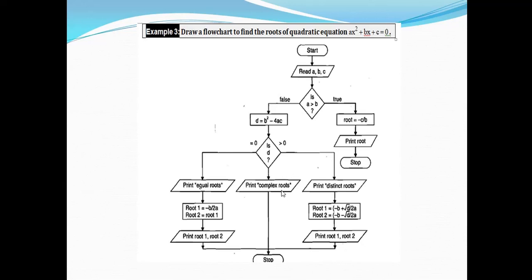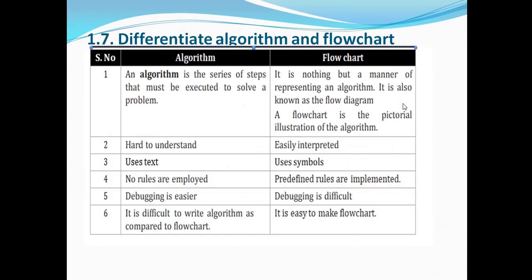For complex roots, we are not finding the complex root here. We are just saying that if the d value is less than 0, it gives complex roots. Complex roots are in the form of a plus ib. Those are called complex roots. So this flowchart explains finding the roots of a quadratic equation. Next we discuss the differences.